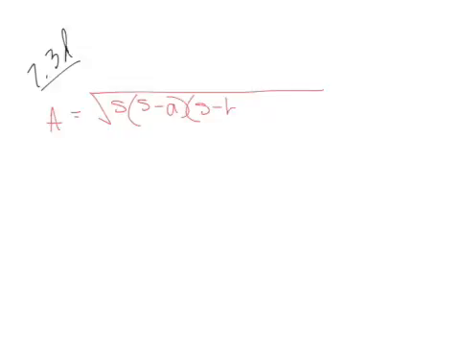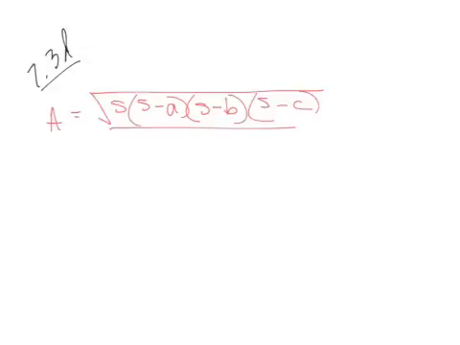So basically the area of a triangle is going to be: area equals the square root of the semi-perimeter, and we'll get into that in a minute, times the semi-perimeter minus one side, times the semi-perimeter minus the other side, times the semi-perimeter minus the third side, so A, B, and C. That is the formula that will work on any triangle.